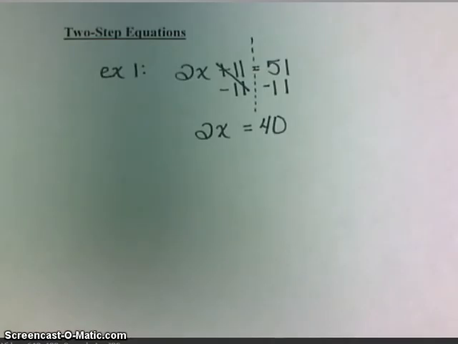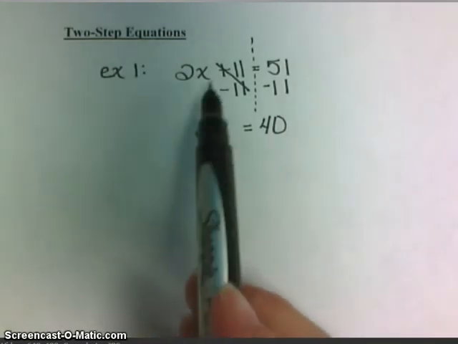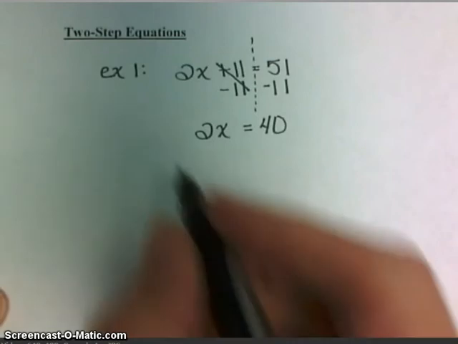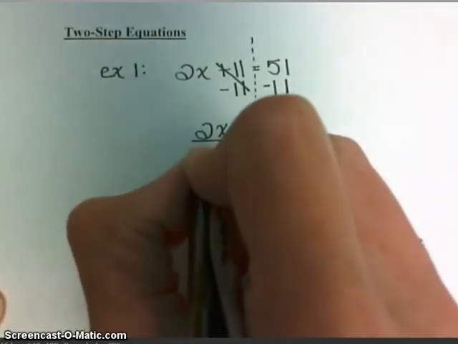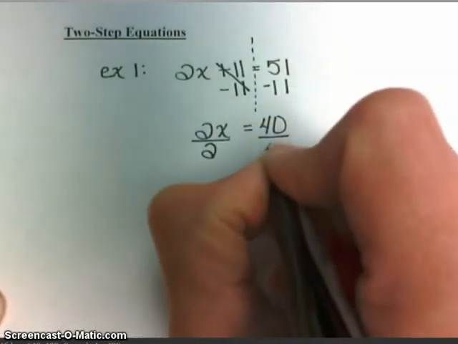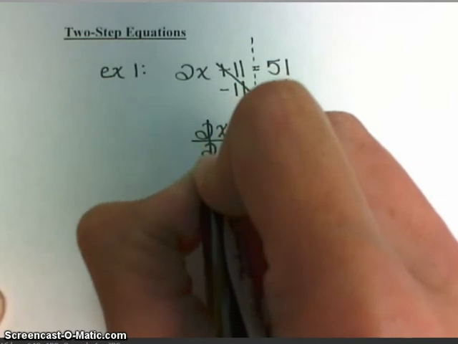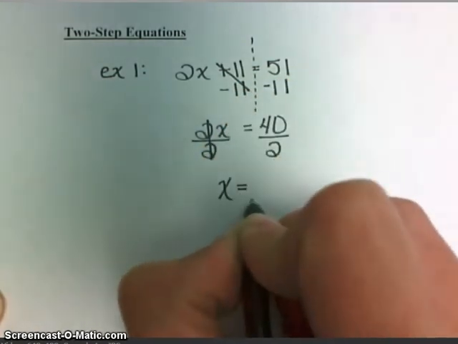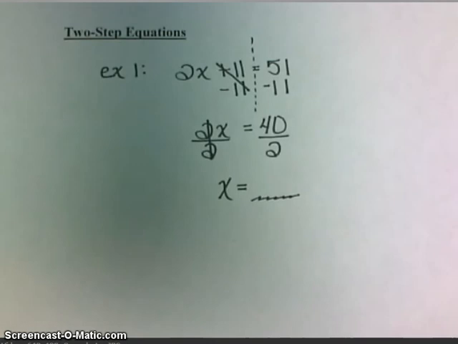But I still am not finished because I haven't isolated. This is two-step. That's just the first step. The second step that I have to do, the first thing I was going to do here is multiply, so the last thing I'm going to do, the inverse of multiplication, is division. So this looks a lot like that one-step problem we just did. So 2 divided by 2 is 1. So x equals, and then all you have to do is take 40, divide it by 2 to get your answer.